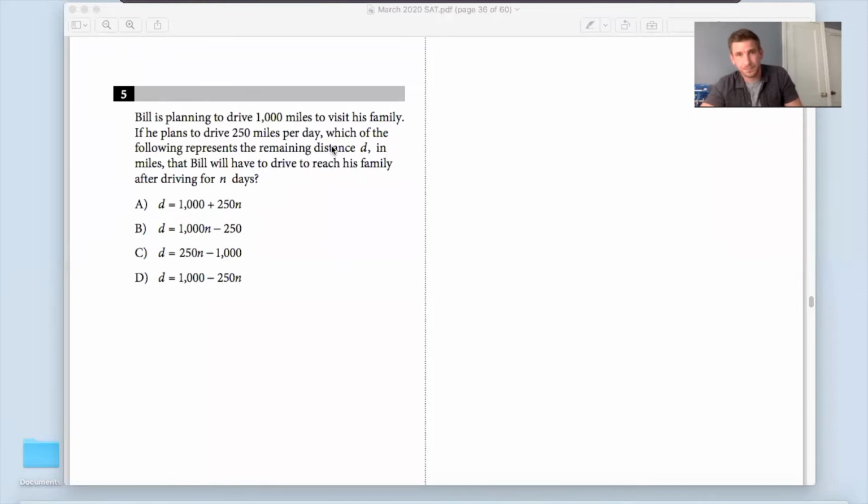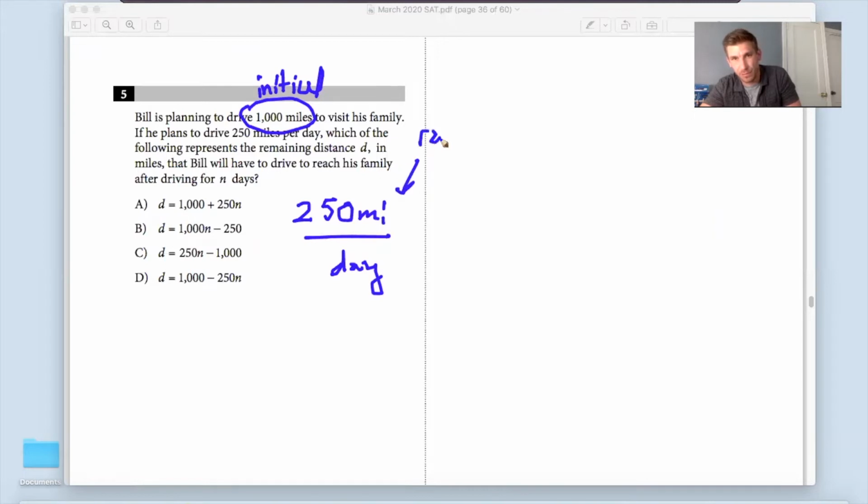Now, here's one thing you want to immediately note. This is the total. This is what he starts with, right? This is his initial value. And then it says if he plans to drive 250 miles per day. So the 250 miles per day is a rate, right? That's what I want you to hang on to so you can understand that. And then it says, which of the following represents the remaining distance?